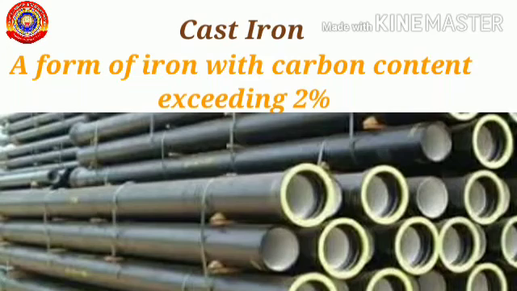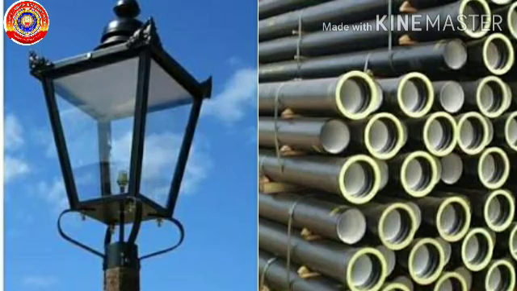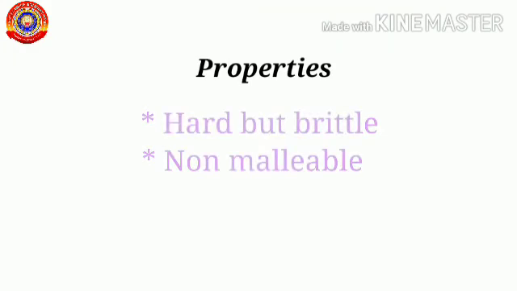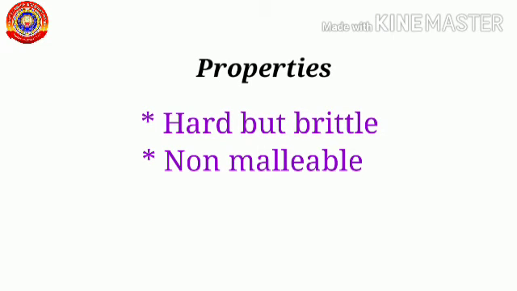Cast iron is another type of iron obtained from the pig iron, when pig iron is heated, remelted and poured into a mold. See some of the examples of cast iron. These cast irons are hard but brittle and not malleable. Hence it is not used for construction purposes.